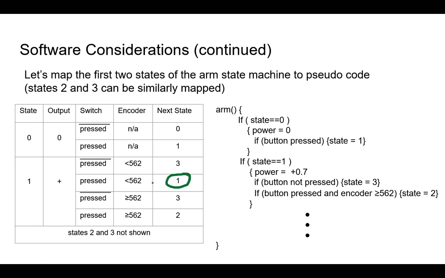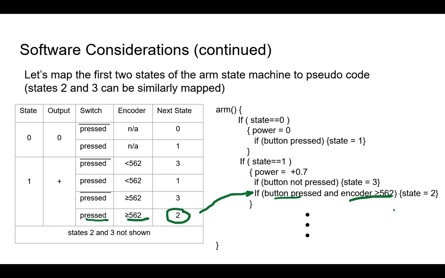So let's say the next one is to go to state 2. There's only one row of this table that goes to state 2, and that says if the button is pressed and we're greater than 562. And we can see that is right here. So if the button is pressed and we're greater than 562, then we go to state 2. And so we would have that.